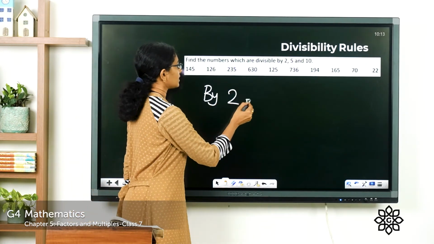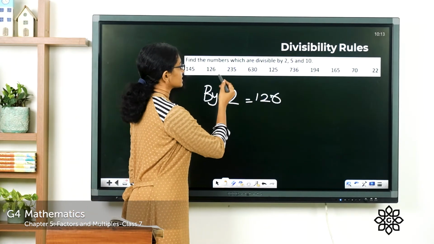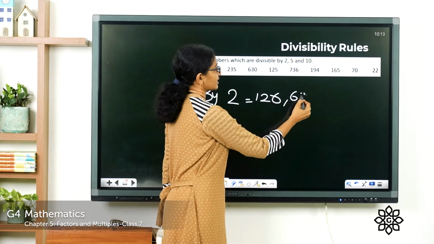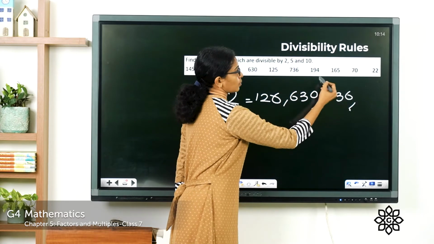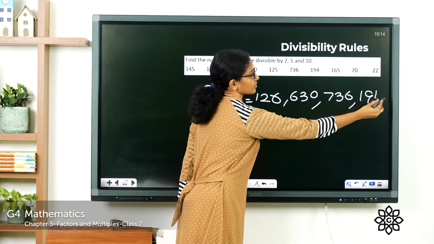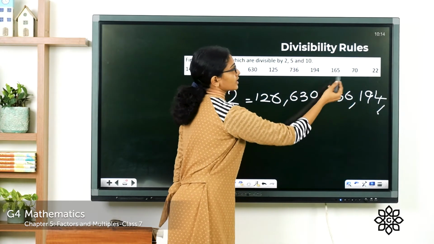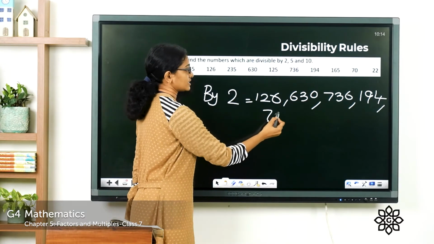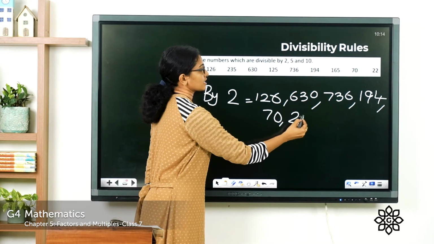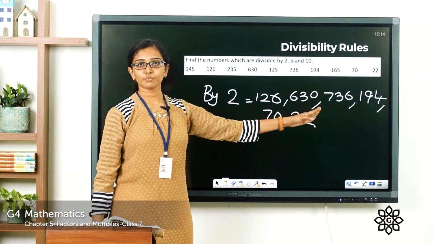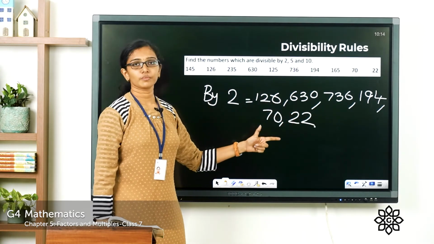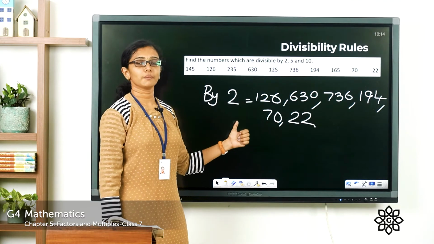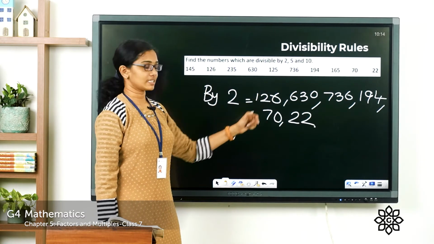The numbers are 126, 630, 736, 194. Any more numbers? 70 and 22. All these numbers end in either 0, 2, 4, 6 or 8. So these are the numbers which are divisible by 2 among this list.